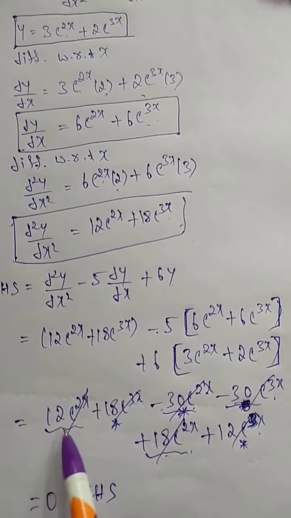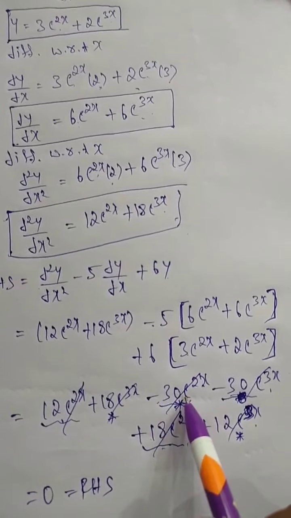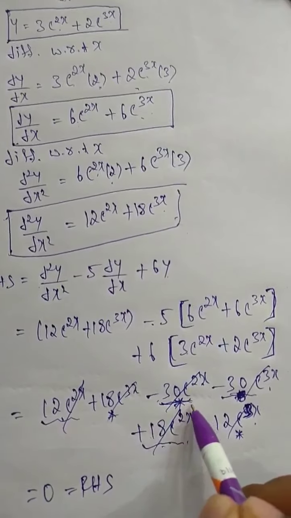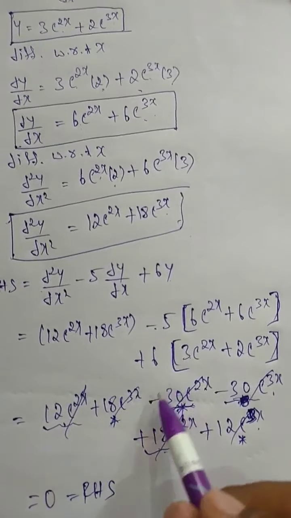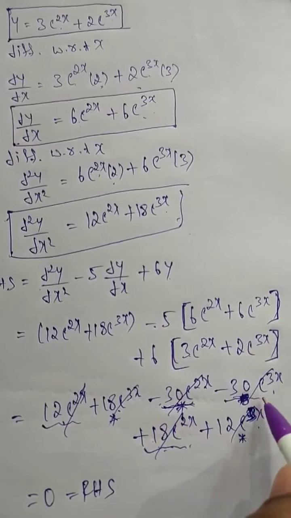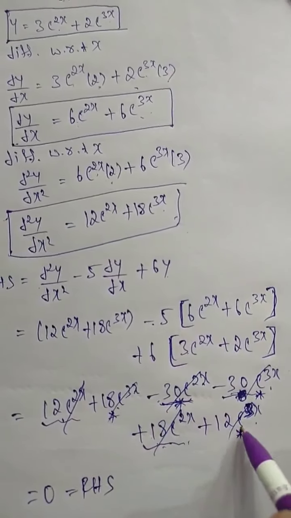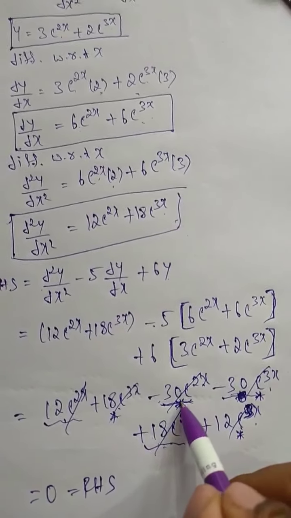Now 12 e to the power of 2x plus 18 e to the power of 2x is what? 30 e to the power of 2x, so minus 30 e to the power of 2x will be cancelled. Now 18 e to the power of 3x plus 12 e to the power of 3x is what? 30 e to the power of 3x. So 30 e to the power of 3x and minus 30 e to the power of 3x will be cancelled.